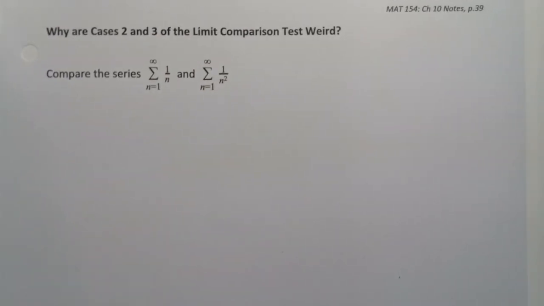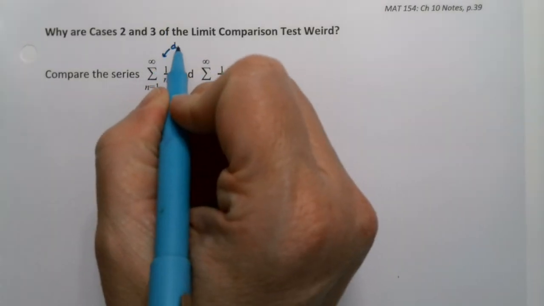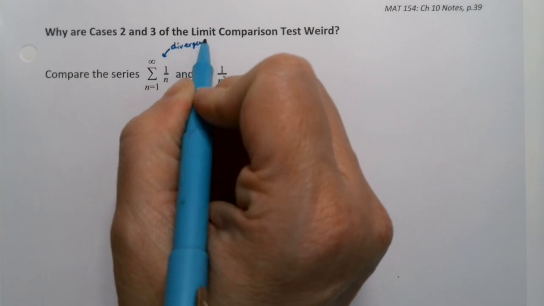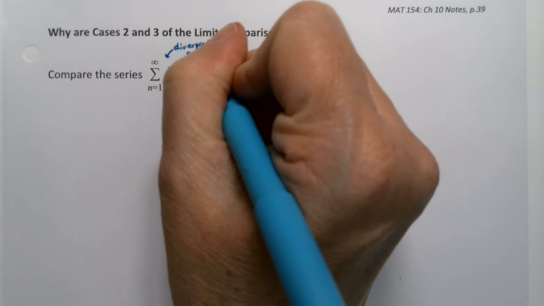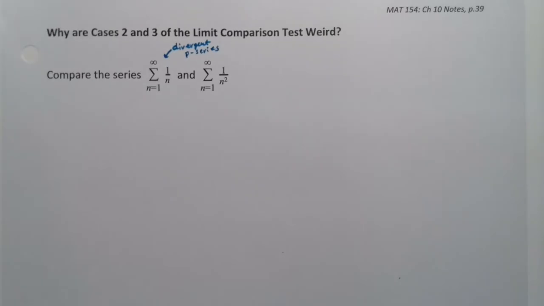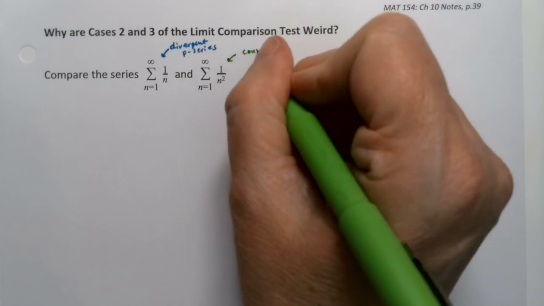Now, keep in mind, we actually know what this particular problem is. We know that this is a divergent series. So this is obviously not going to prove convergence or divergence. I'm going to show you what happens with the weird parts of that theorem. And this is a convergent series.